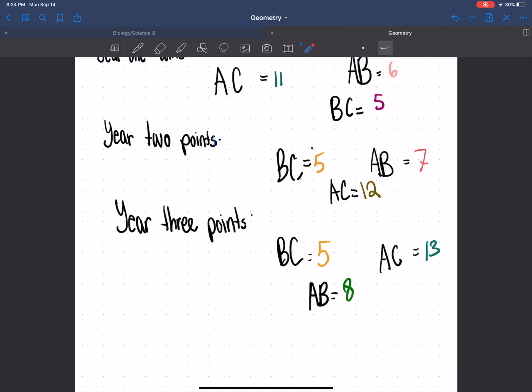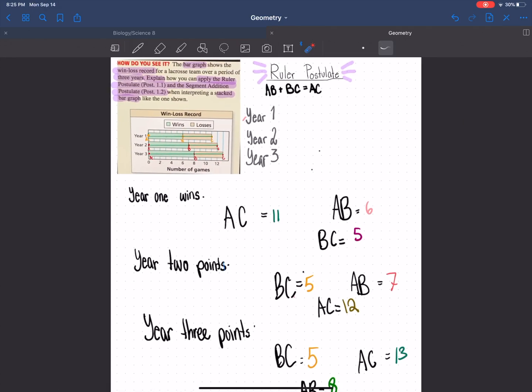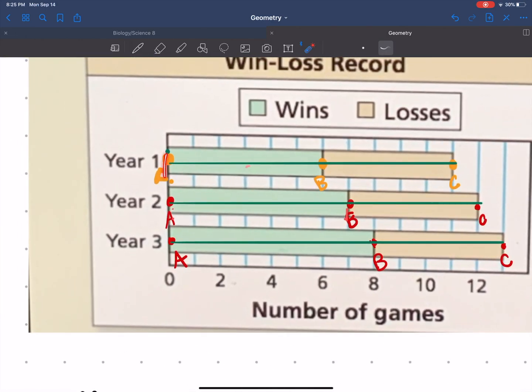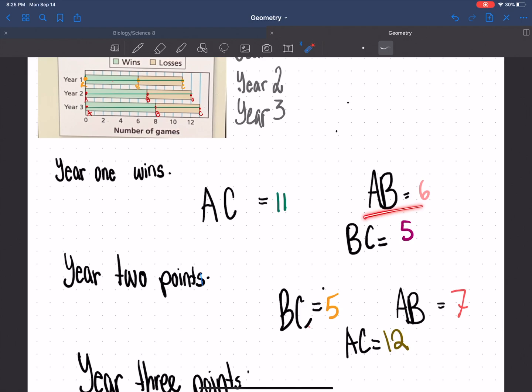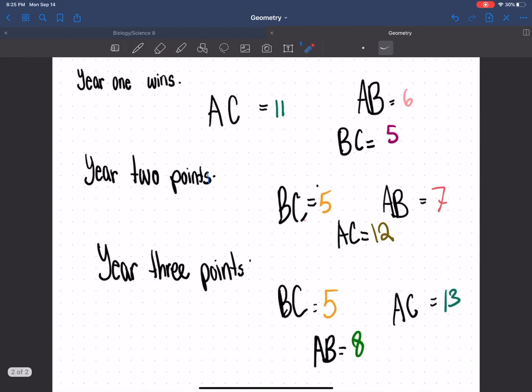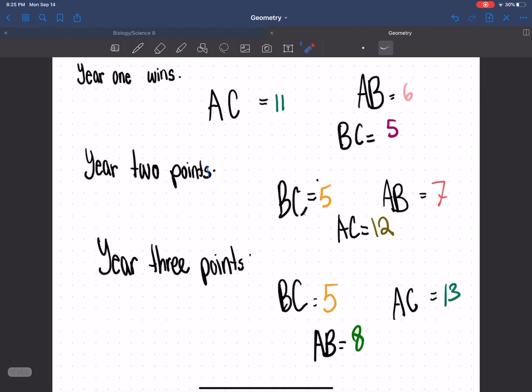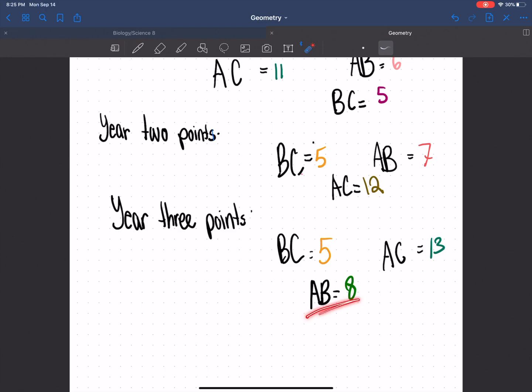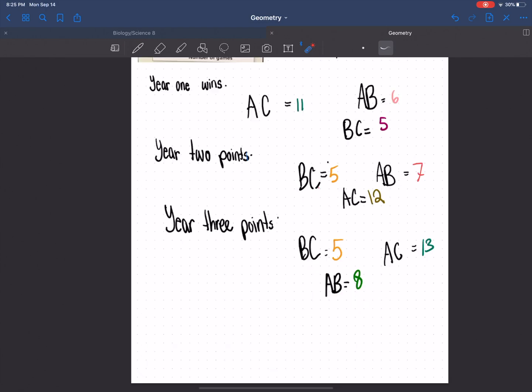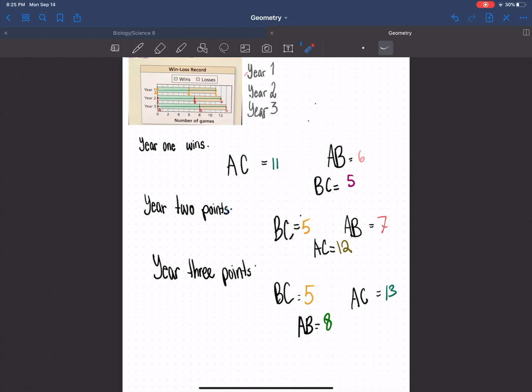Did the lacrosse team gain more wins than losses for every single year? If we look, the wins would be AB for each year. So let's look at every single AB and see if it's greater than BC, the losses. AB here is 6, and that is greater than BC, which is 5. AB, the lacrosse team's wins for year 2, is 7, which is greater than BC, which is 5. And then year 3, AB is 8, and that is greater than 5. So yes, the lacrosse team gained more wins than losses for every single year.